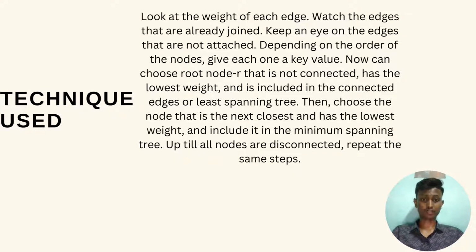Depending on the order of the node, give each one a key value. Now choose the root node that is not connected, has the lowest weight, and include it in the connected edges or minimum spanning tree. Then choose the node that is the next closest and has the lowest weight, and include it in the minimum spanning tree. Until all nodes are connected, repeat the same step.